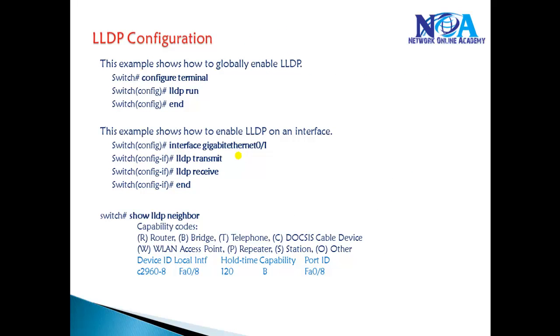If you want to enable LLDP, we just need to go to the configuration mode and run a command called lldp run, just like in the case of CDP, where we use cdp run to enable CDP.